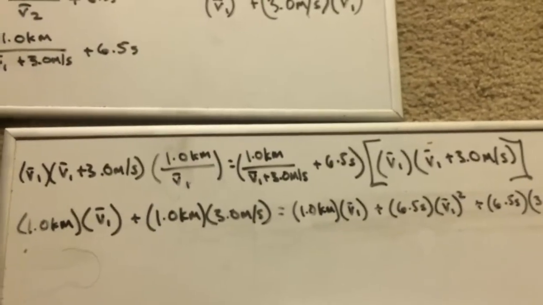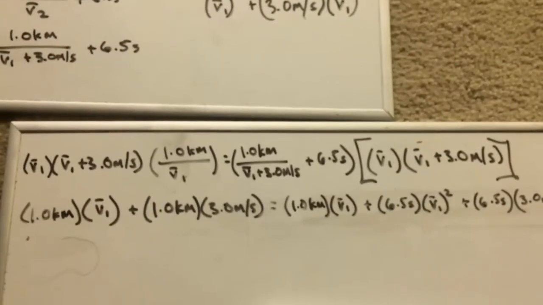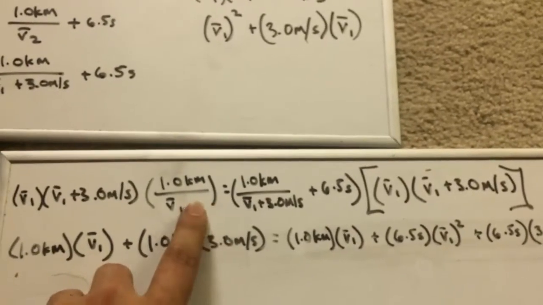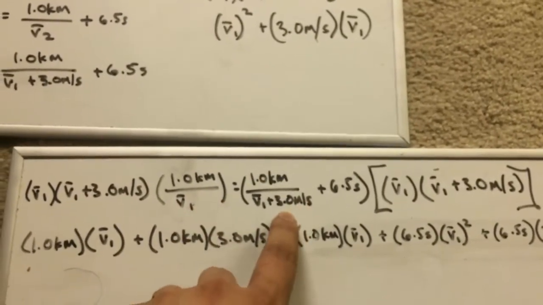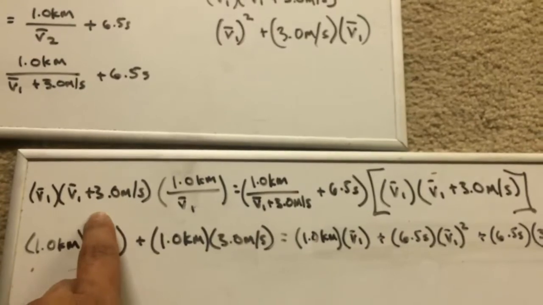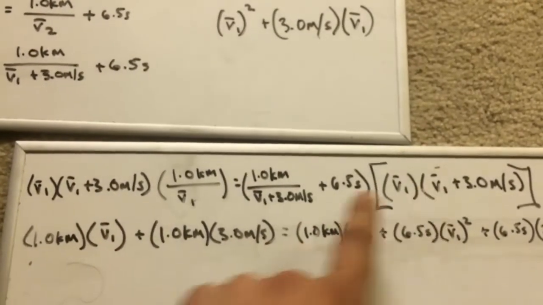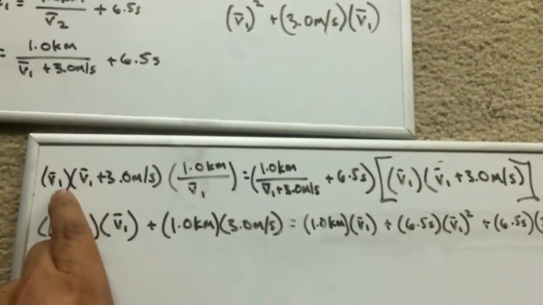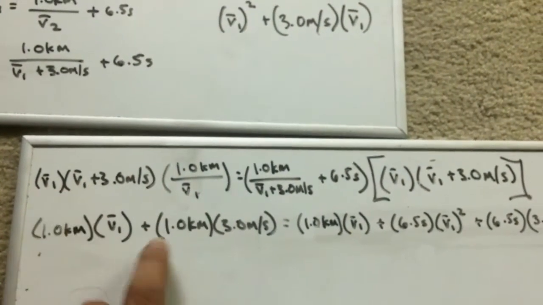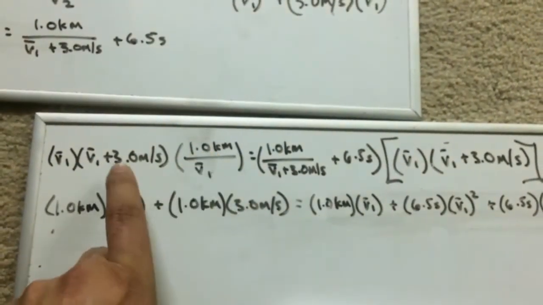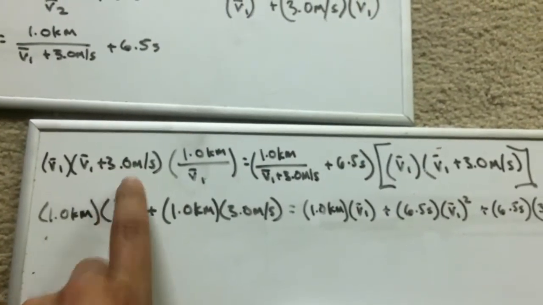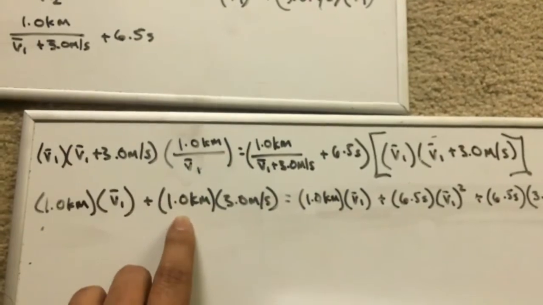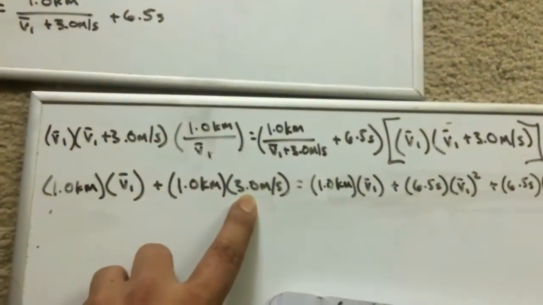Alright, so I wrote it out the long way so that way you can follow me step by step. Okay, so this is equation 1, this is equation 2. This is what we're multiplying both sides by. Okay, so through cancellation, we know that V1 and V1 are going to cancel. That leaves us with 1 kilometer distributed to V1 plus 3. So we have 1 kilometer V1 and we have 1 kilometer 3 meters per second.